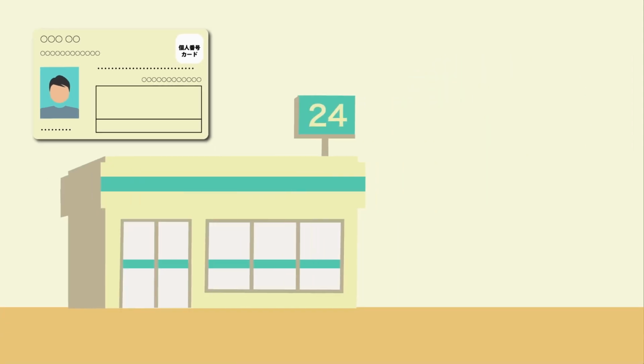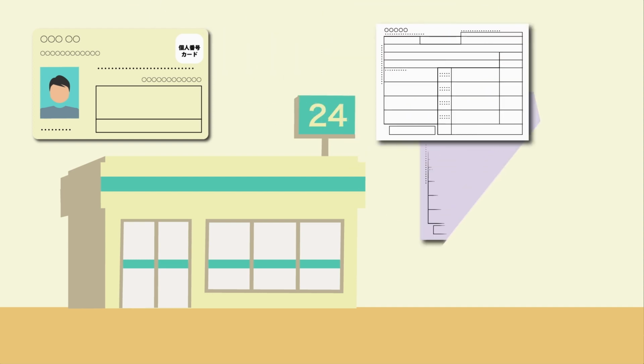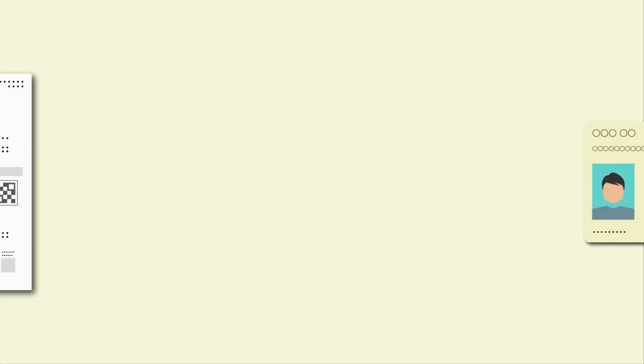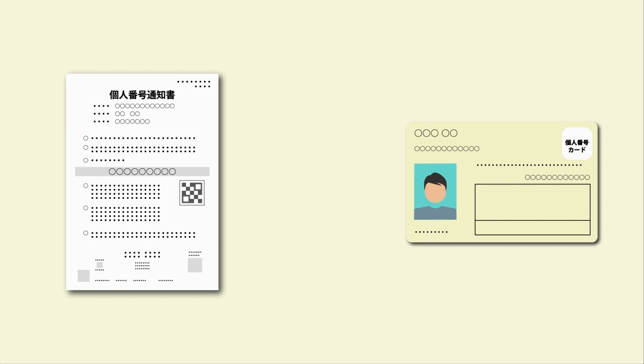By using your My Number card, you can easily get certificates for residence, official seal registration, and income and taxation and the like at convenience stores instead of city hall. Just to clarify, individual number notification card and My Number card are different. Please be sure not to confuse them.